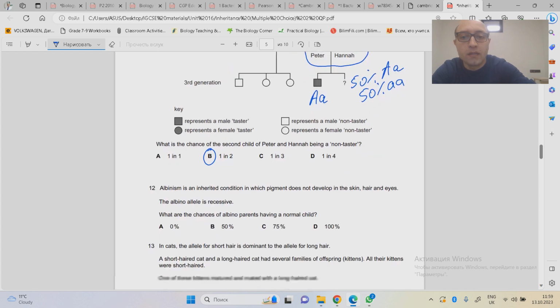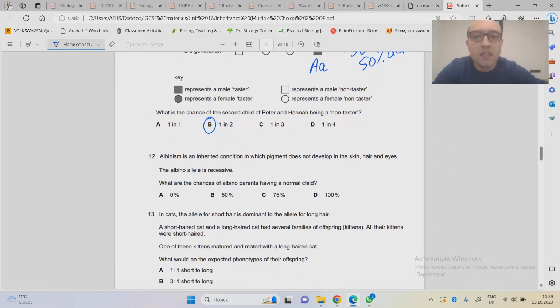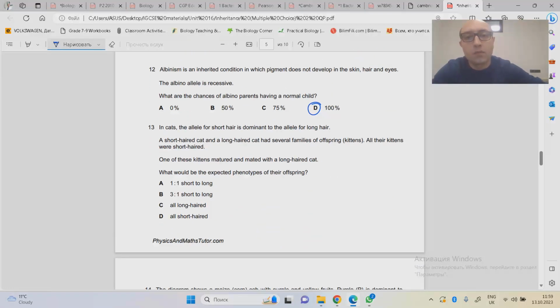B is the answer. Albinism is an inherited condition in which pigment doesn't develop in the skin, hair, and eyes. The albino allele is recessive. What are the chances of albino parents? We had this question, guys. It's D from the previous paper.